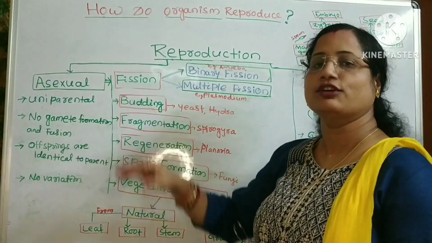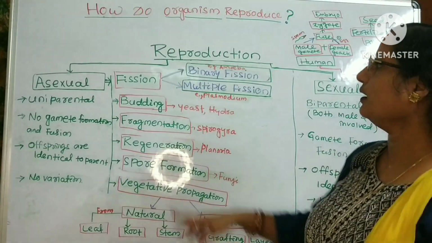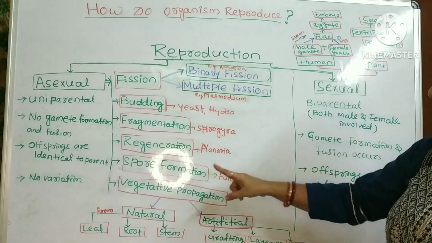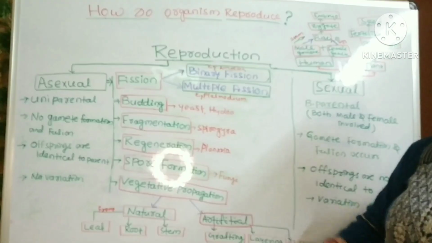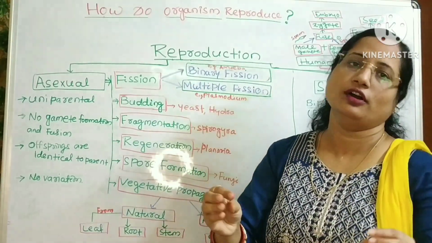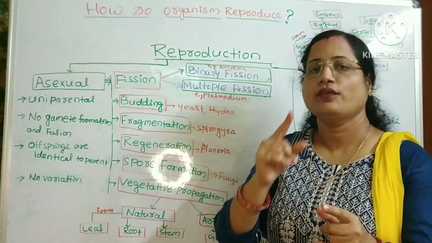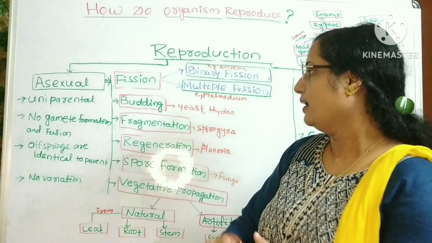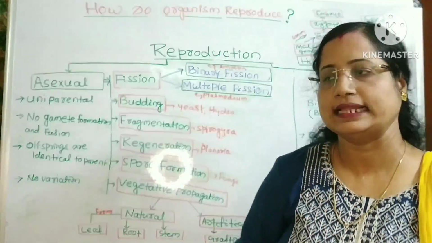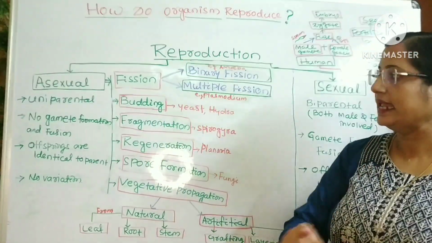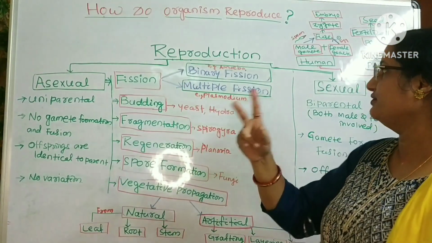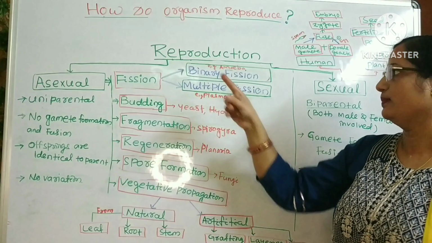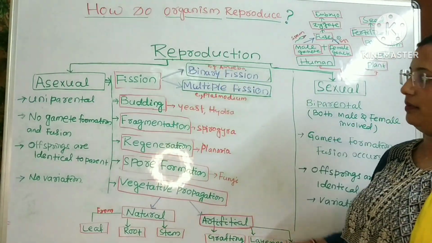Asexual reproduction is again of different types: fission, budding, fragmentation, regeneration, spore formation, and vegetative propagation. Fission means splitting or division. When a single cell or a single unicellular organism divides into two or more cells, that is known as fission. When a single cell or organism divides into two cells or two organisms, that is known as binary fission. Bi means two. Example, amoeba.